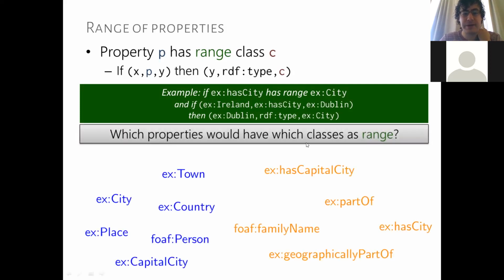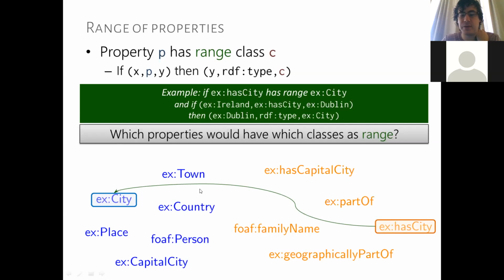So again, which properties would have classes as range? Well, we've already seen one, which is that has city has range city. So we can connect has city to city here and say that the range relation holds from this property to this class here. So what else could we look at?